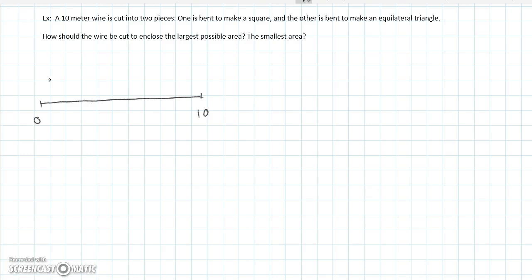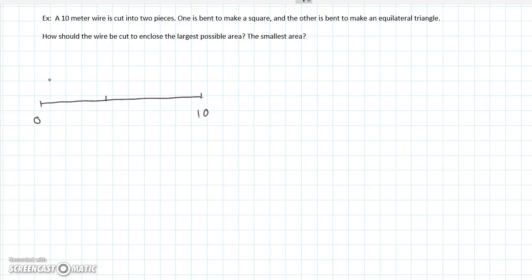And we want to know how to have the area of the square plus the area of the triangle be as large as possible or be as small as possible. And I am going to say that we don't have to cut it. So we could use it all to make a square, or we could use it all to make a triangle. That way we're dealing with a closed interval instead of an open interval, and it's actually possible to answer this question. So the way I'm going to set it up is like this.